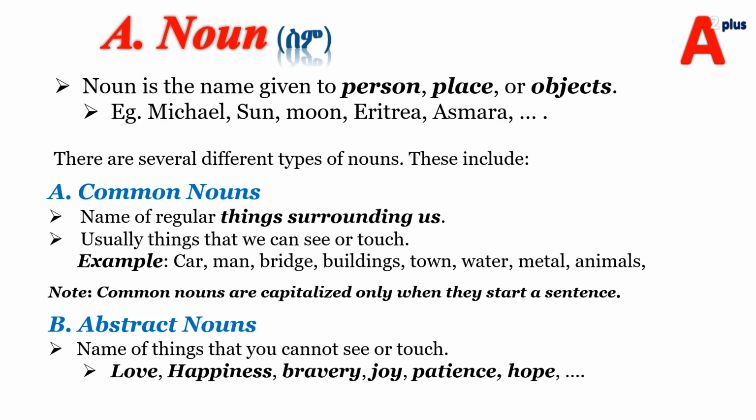Example: car, man, bridge, building, town, water, metal, and animals. Common nouns are usually capitalized only at the beginning of a sentence.